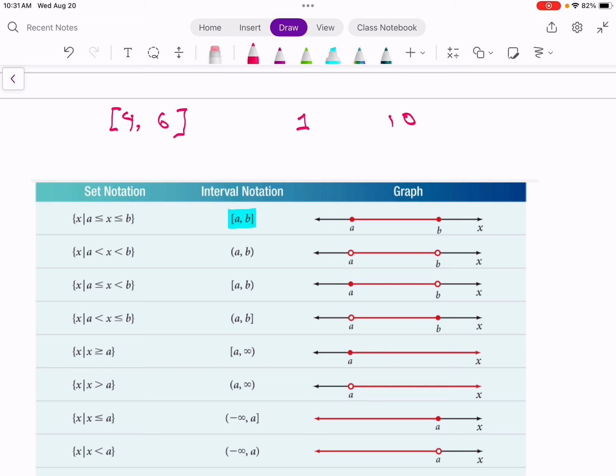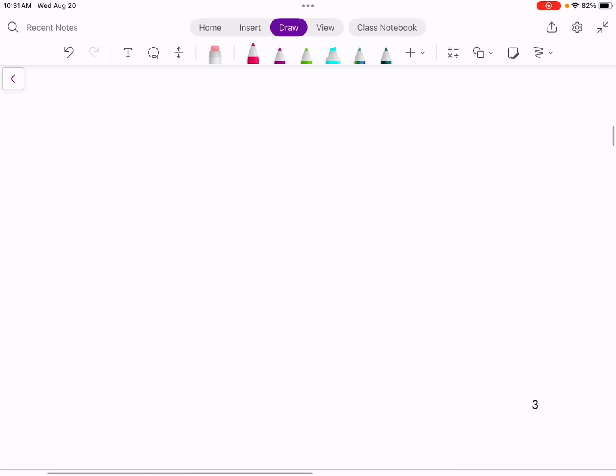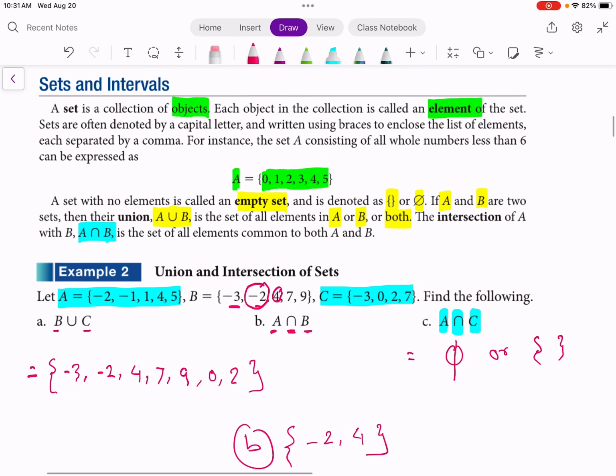If it was how many natural numbers are there in between 1 and 10, then you count 2, 3, 4, 5, 6, 7, 8, 9. But I'm asking about numbers. Numbers can be rational or irrational. So how many rational or irrational numbers can we find in between 1 and 10? It is always infinite. We can't make a list of those numbers.